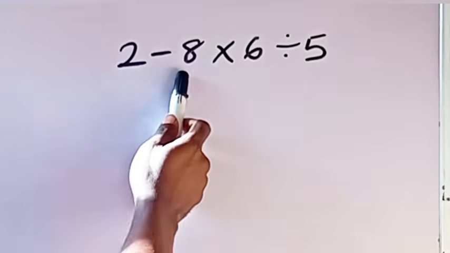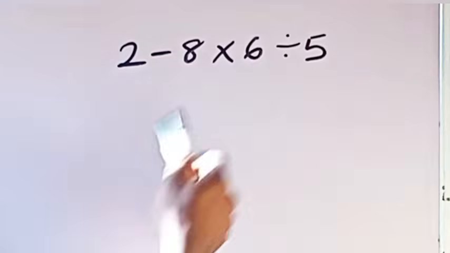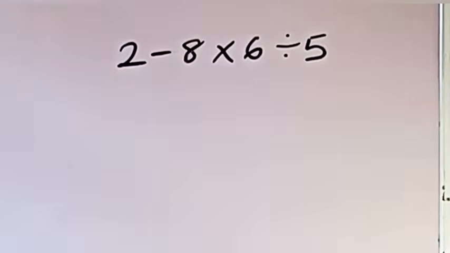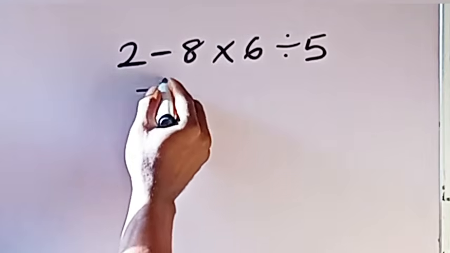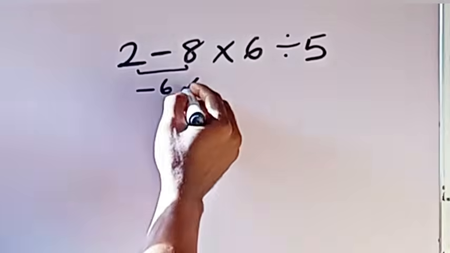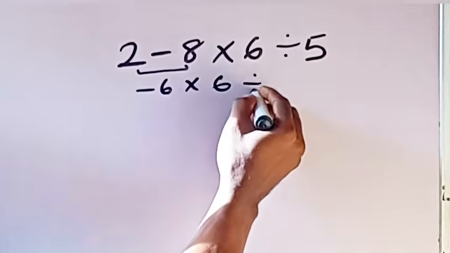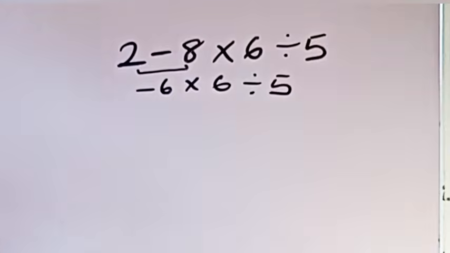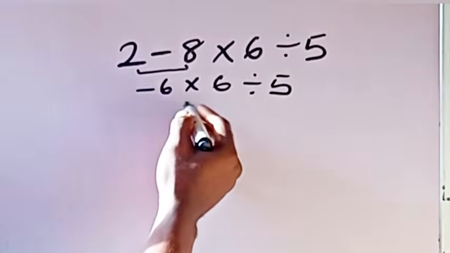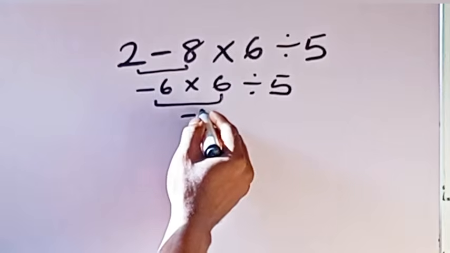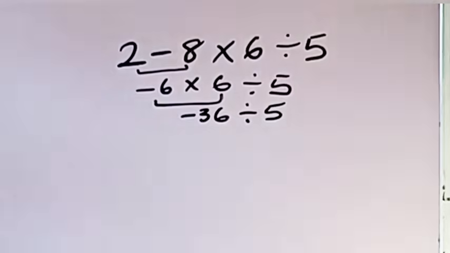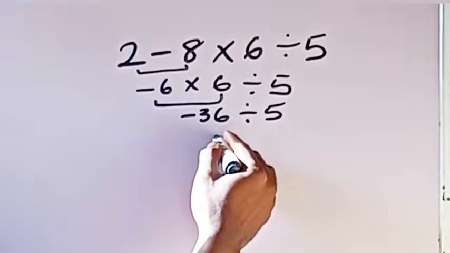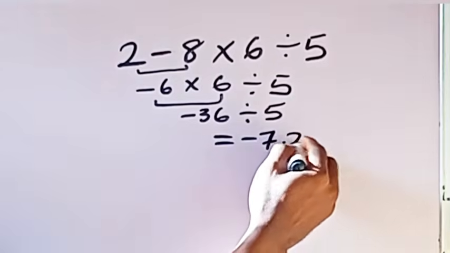2 minus 8 times 6 divided by 5. All right. Some people do this: 2 minus 8 is going to give us minus 6, times 6 divided by 5. Now they still go ahead to do minus 6 times 6. This will give us minus 36 divided by 5. Minus 36 divided by 5 is going to give us minus 7.2.